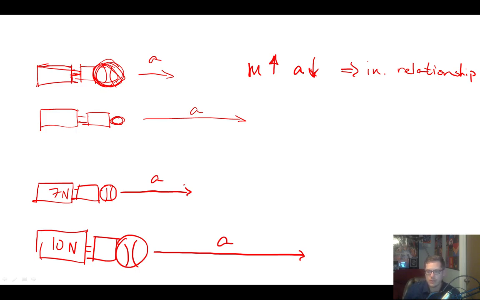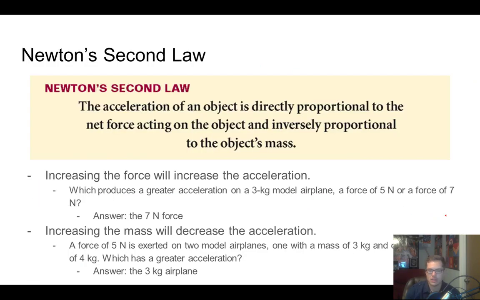So as we move from one to the next, our different Newton force generators are going to produce a different acceleration. If we keep the mass the same, as our force increased, what happened to our acceleration? Well, our acceleration also increased. So that means these two have a direct relationship. All right, so that essentially gets us right into Newton's second law.